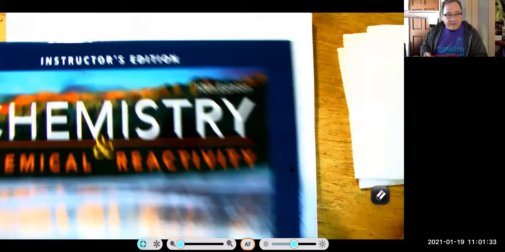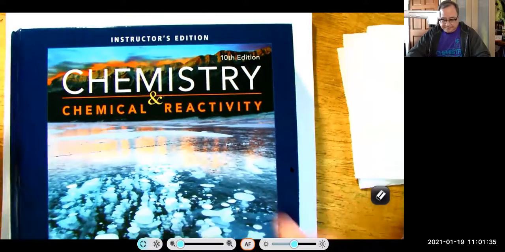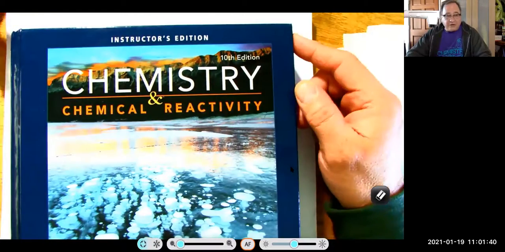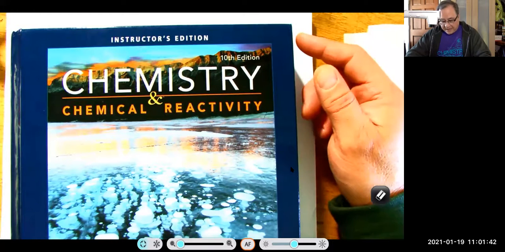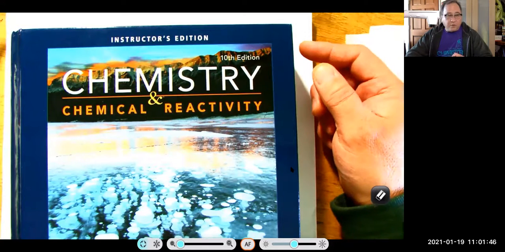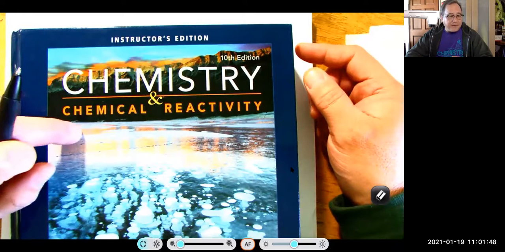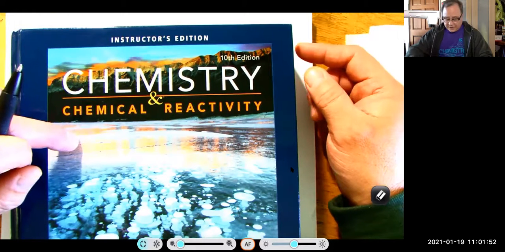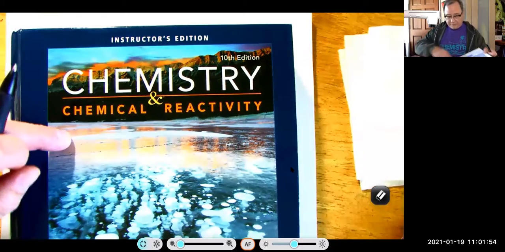This is a hard copy of the textbook we'll be using. You probably won't have the instructor's edition. Honestly, I don't know what the instructor's edition has that you don't have. I don't think it has anything extra. You will probably have a digital copy of this. I have a digital copy myself that I don't use because I'm old and I like books better.